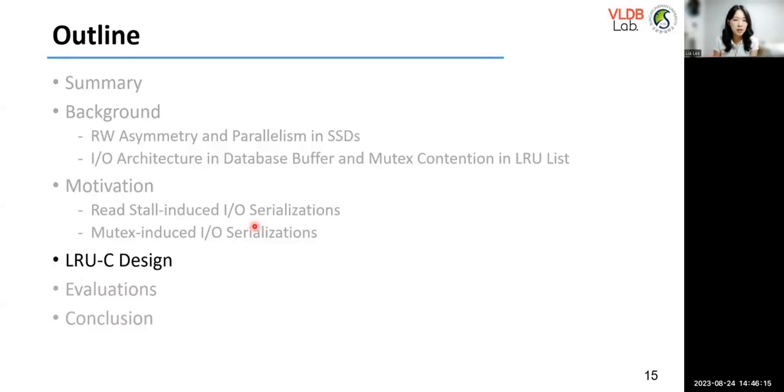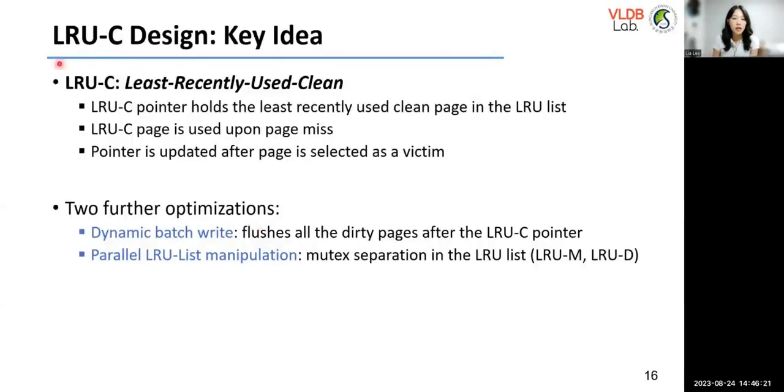Now, let me explain how LRUC resolves these 3 types of I/O serializations. LRUC stands for least recently used clean page, and the LRUC pointer holds the least recently used clean page in the LRU list. This pointer is used for both the foreground reader and the background flusher. We also extended LRUC with 2 further optimizations. One is dynamic batch write, and the other is parallel LRU list manipulation.